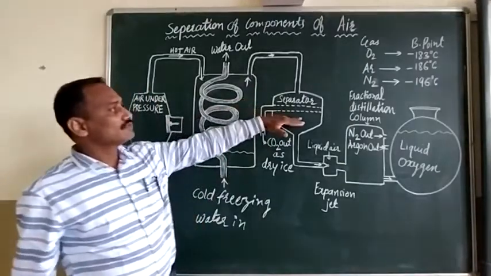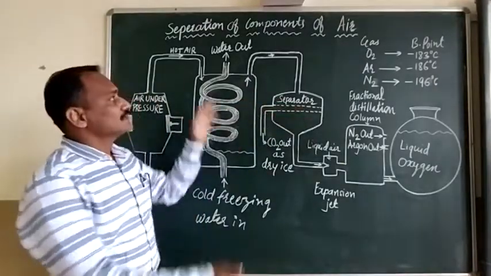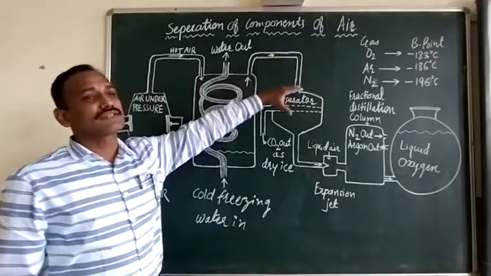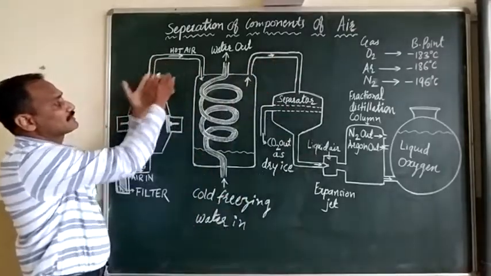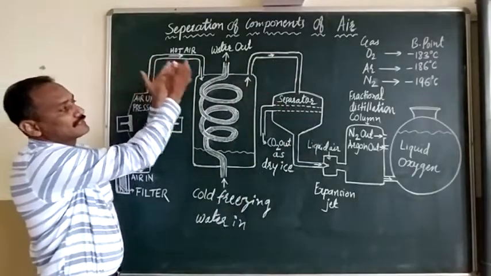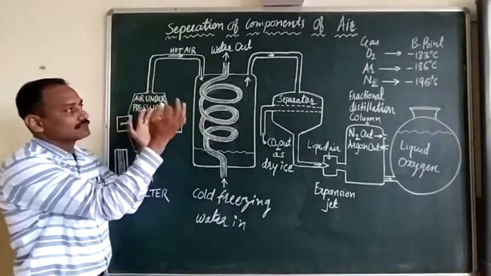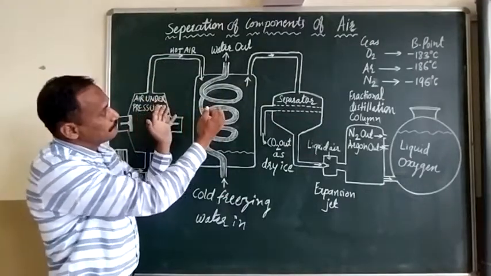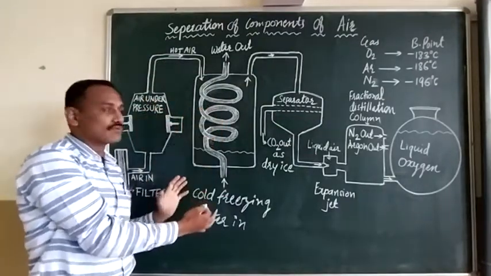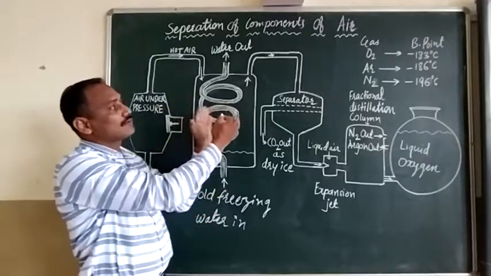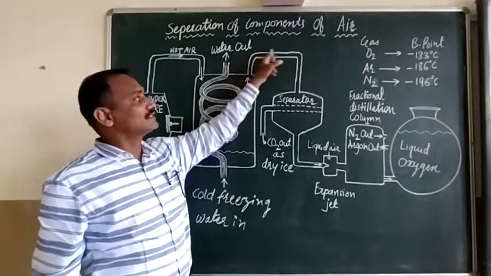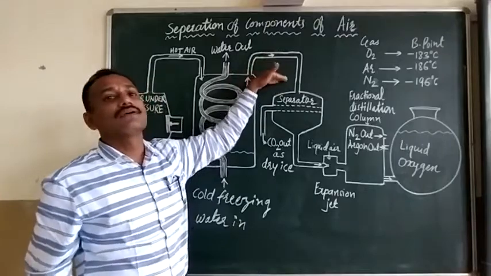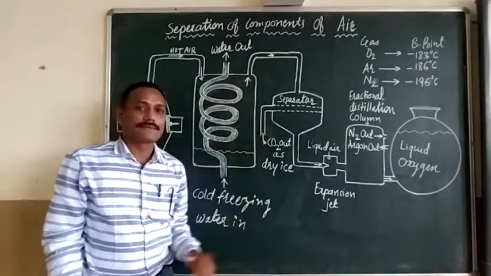The next chamber is known as the separator. This is cold compressed air now. Here it is hot compressed air. That hot compressed air is passed to the second chamber where it is cooled by using freezing cold water, and that cold compressed air now finds its way towards the third chamber. This is known as the separator.